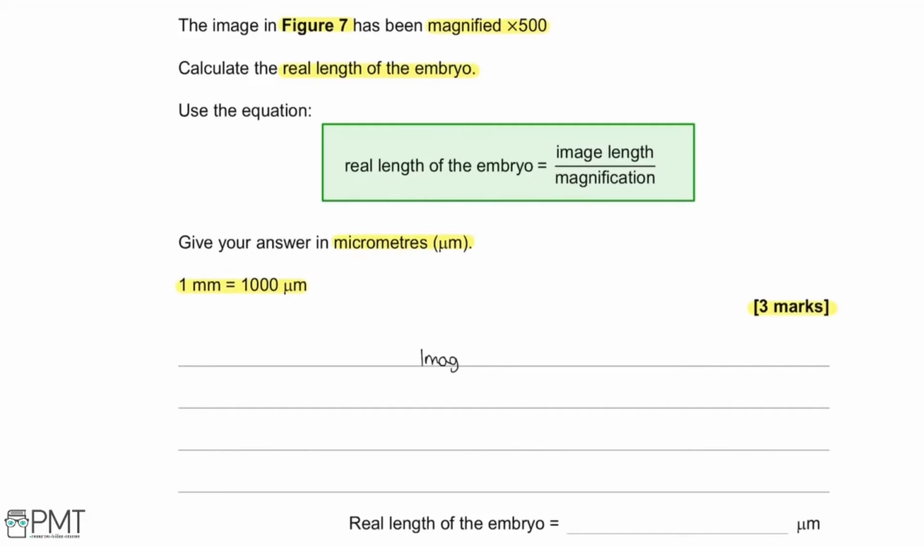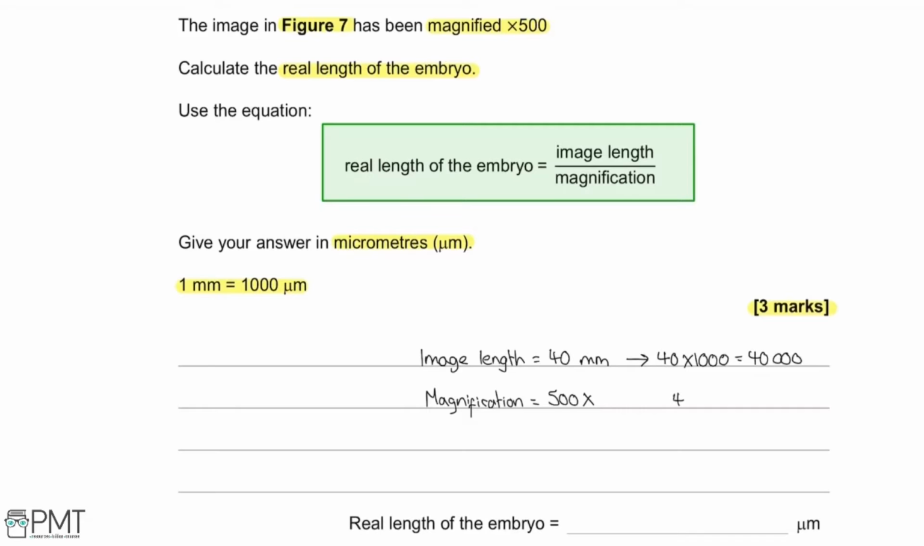So we figured out our actual image length in the previous question. We know that it is 40 millimetres. This question itself gives us the magnification, so we know it's been magnified 500 times. Next, we want to convert our measurement in millimetres to micrometers, so 40 millimetres times by 1,000 gives us 40,000.